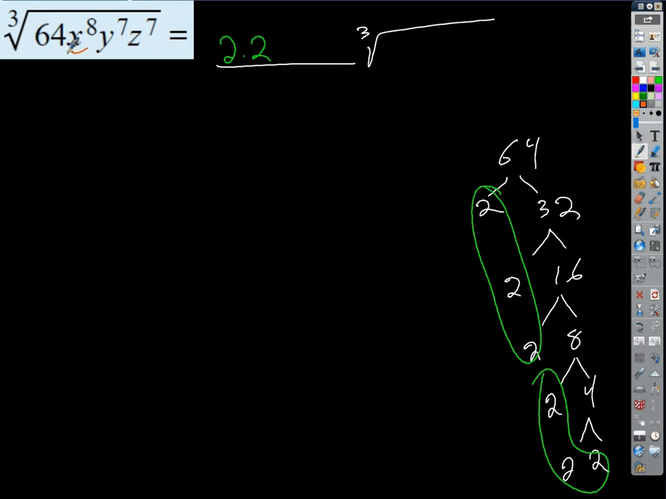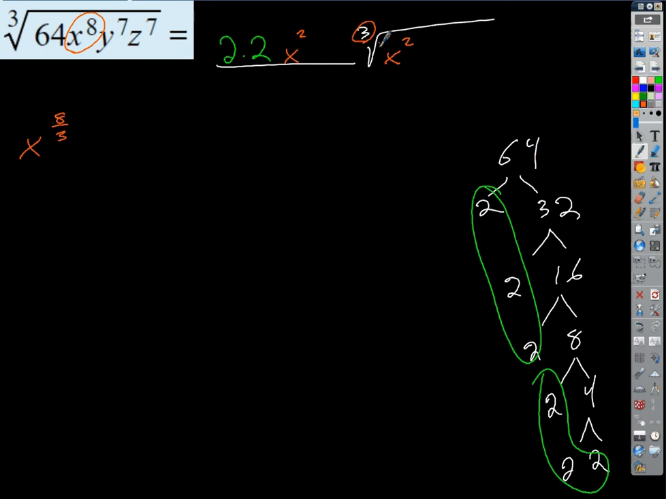What is, if I write the cube root of x to the 8th with a fractional exponent, what's that going to be? X to the 8 thirds, right? That's got to go on the bottom, doesn't it? So as a mixed number, what's 8 thirds? What's 8 thirds as a mixed number? 2 and 2 thirds. Okay. So I'm going to get x to the 2 and 2 thirds, right?